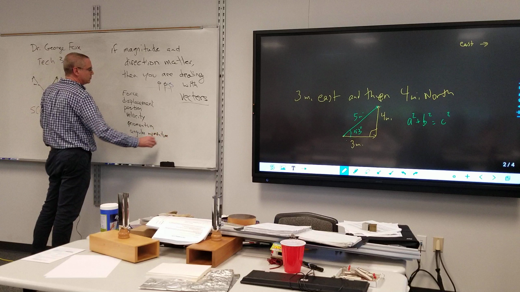How do you know if you're dealing with a vector? Well, I am hoping that there would be certain key words, like force, where you automatically think, oh, vector. There are a couple other key words. Correct, so force is a vector. Displacement. Position. Velocity. Momentum. Angular momentum.